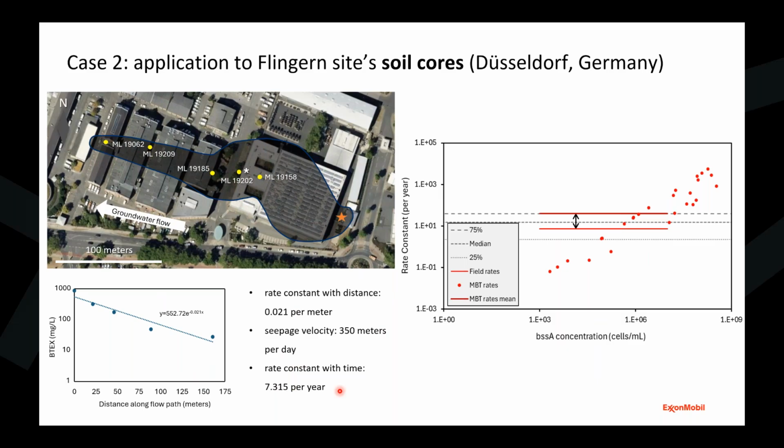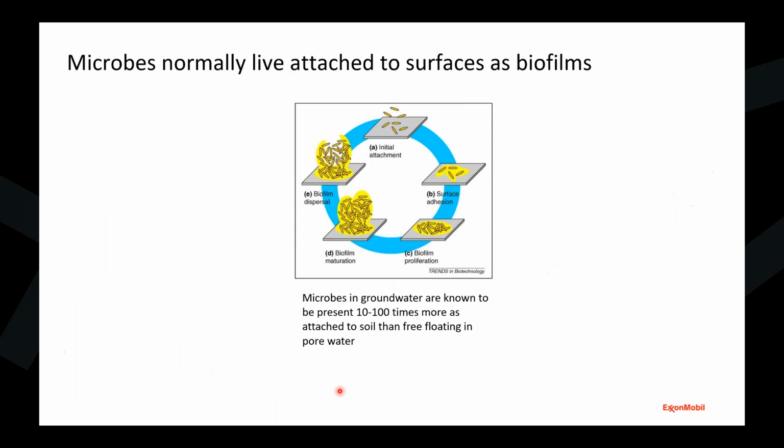So what is the difference? What's going on here, and why didn't it work this well for the Victoria site? Well, the difference is that the Düsseldorf site was based on soil samples. If you are at this webinar, I probably don't have to explain this, but most microbes like to stay attached to surfaces, and even groundwater soil is an excellent surface for attachment for microbes.